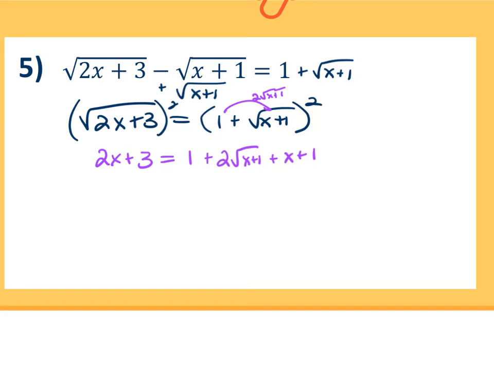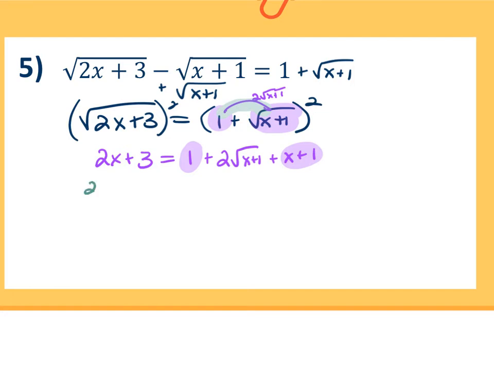Okay, so I squared the first one. Square of 1 is 1. I squared the square root of x plus 1, x plus 1. And then I double the product. So the product, 1 times the square root, would just be that square root. And then double it times 2 gives me that 2 square root x plus 1.